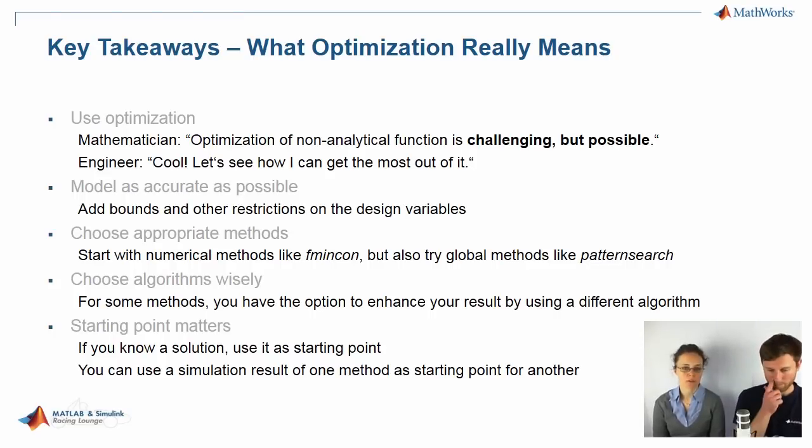No. So modeling as accurately as possible is really important. Also add bounds and other restrictions on the design variables. They might appear clear to you, but how should the system know that? So you always have to think that way a little bit. Then choose appropriate methods. As we've seen in the demo, it depends on how your problem looks. Since you don't really know, I recommend always starting with a numerical method like fmincon, because this would be really good if there's a smooth function behind it. But also really try global methods like pattern search. They might take a little bit longer or even not, but give you additional results.